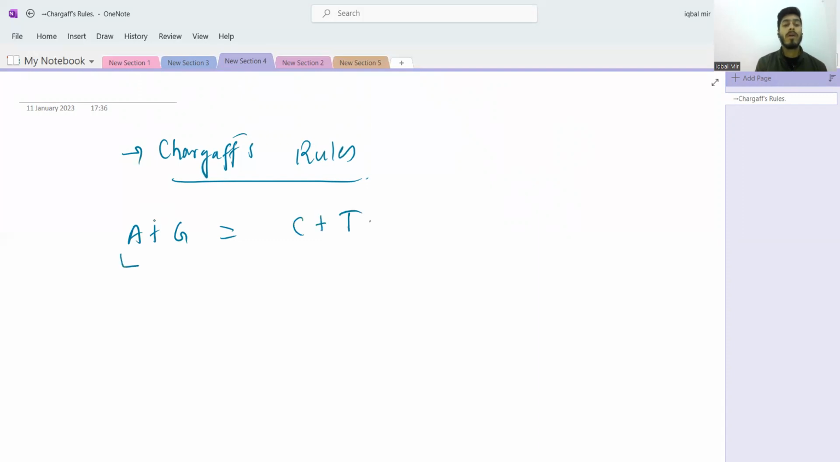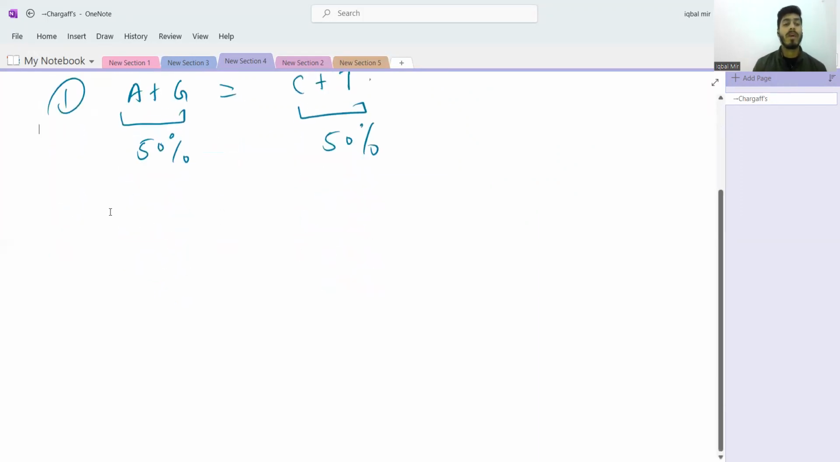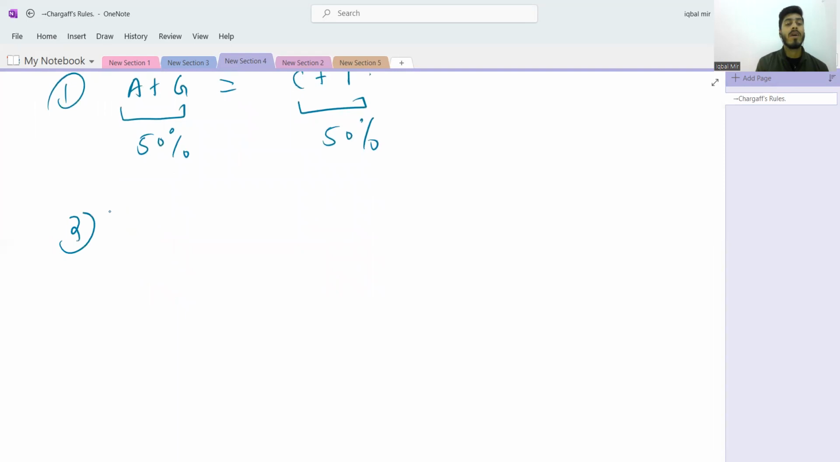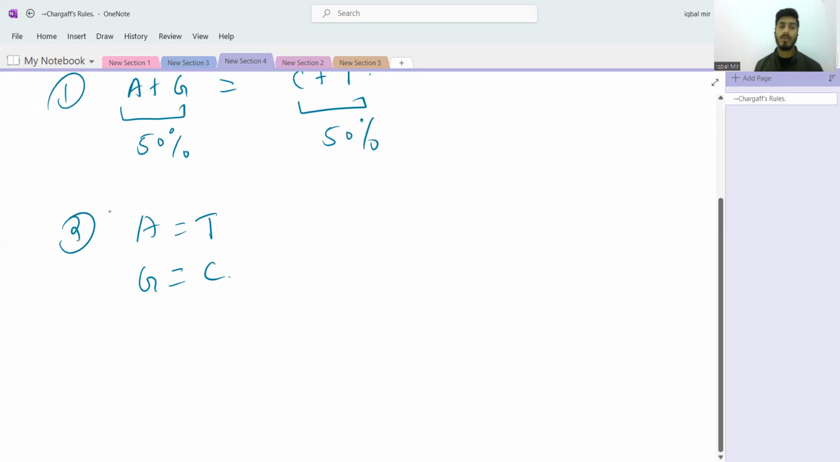They are 50% inside the cell. They are also 50% inside the cell. Overall, they are 100%. Total is 100%. So this is the first rule you have to remember. The second rule you need to remember is that adenine is always equal to thymine and guanine is also always equal to cytosine. So remember these two rules, you can solve any question.